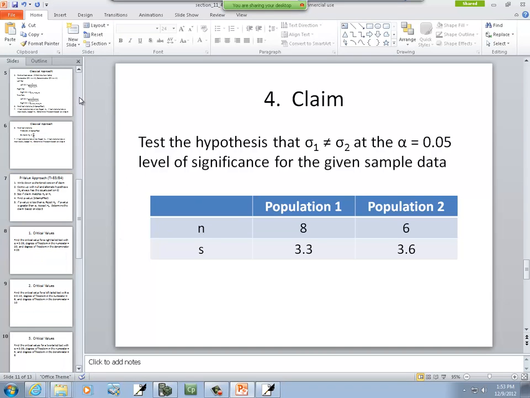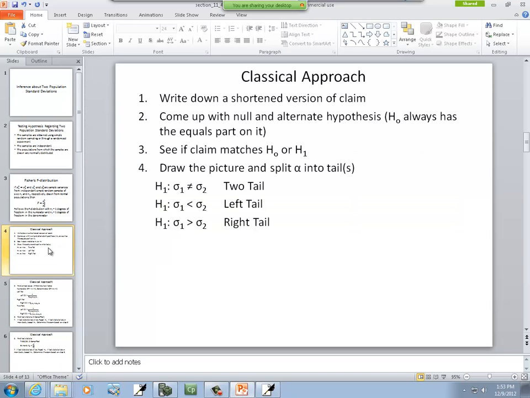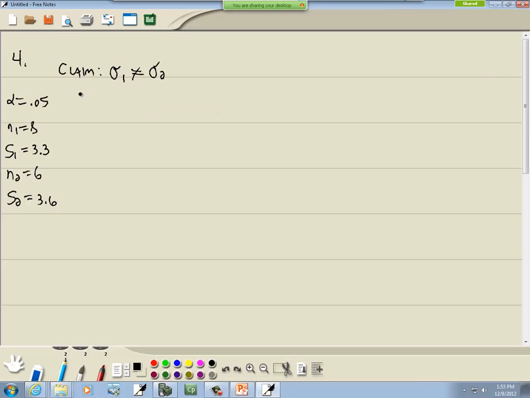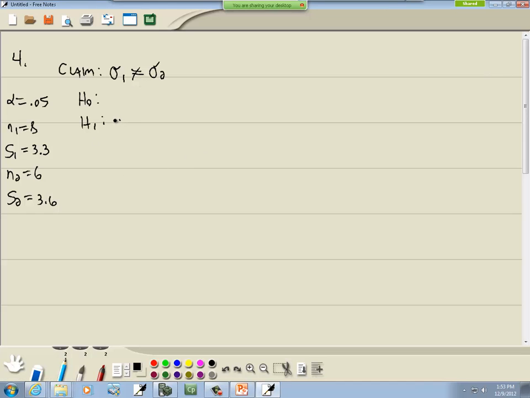Okay, so let's go back up. And we're going to use a classical approach here. So now we'll go through the steps I mentioned but didn't show. Step 1, write down a shortened version of the claim. Well, we did that already. Step 2, come up with a null and alternate hypothesis. H naught always has the equals part on it. Well, this is a not equal to, so we're going to put the not equal to on H1. Now, the only symbols that can go on H1 are less than, greater than, and not equal to. So the fact that this was a not equal to, the only place we could put it was H1. Now, our claim matches H1 since the symbols are the same.